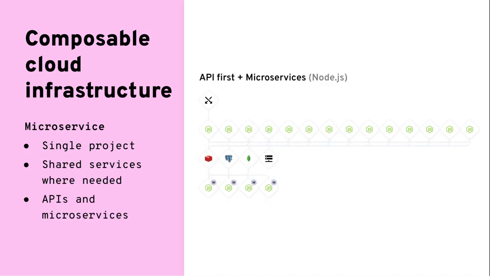But we can also reach this level of complexity with Platform Message. This is an API first and microservices project. This customer decided to deploy everything within a single Platform Message project because all the microservices and APIs were in some way or another sharing direct access to some of the services, that being MongoDB or PostgreSQL or Redis or even the storage. As you can see, it also leverages our workers feature to handle some of the asynchronous tasks.